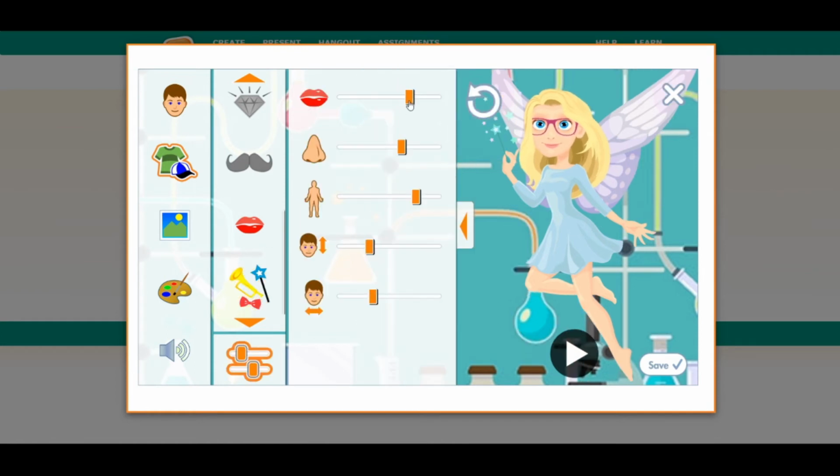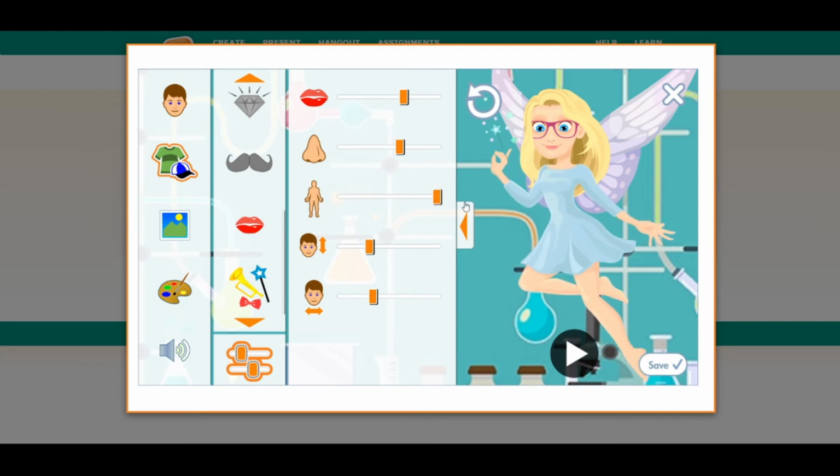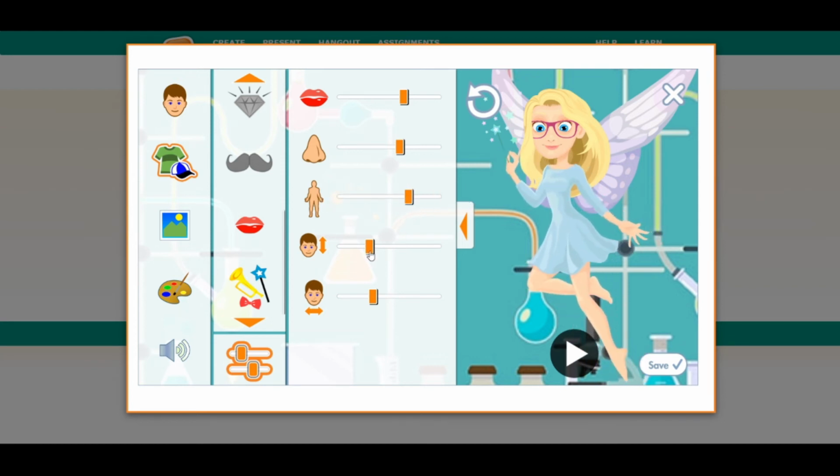So I can change the size of her mouth, size of her nose, make her really, really skinny, or I can make her bigger. Change the size of her head. Really have options to totally make it your own. So even if someone picks the same character as you, they might customize it differently, so yours will still be unique.